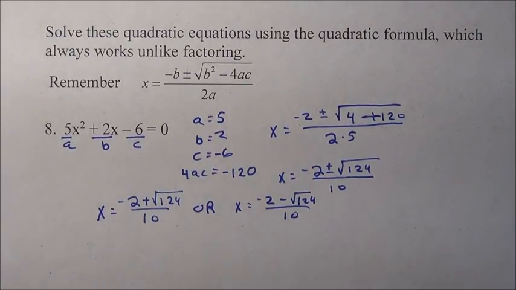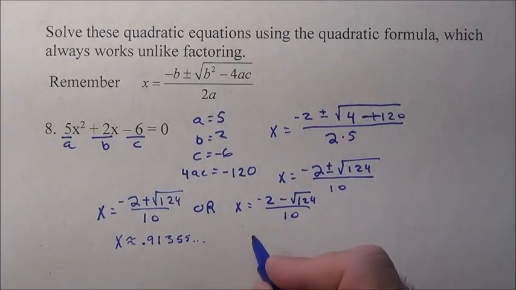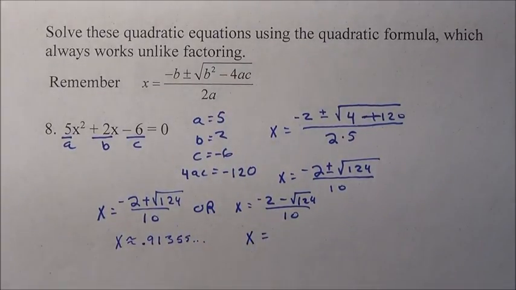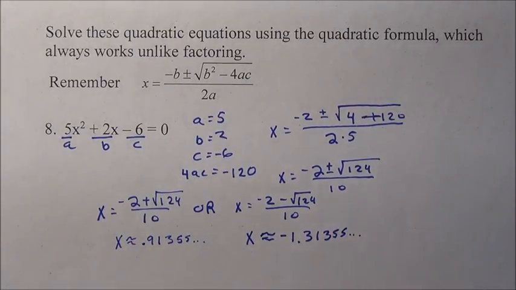I have a calculator right here to the side. I type in -2 plus the square root of 124 and divided by 10. We're going to get x is approximately 0.91355 blah blah blah. Who cares? Over here, we're going to plug in -2 minus the square root of 124 and divide it by 10. That's going to give us approximately -1.31355 blah blah blah. Those are our answers.